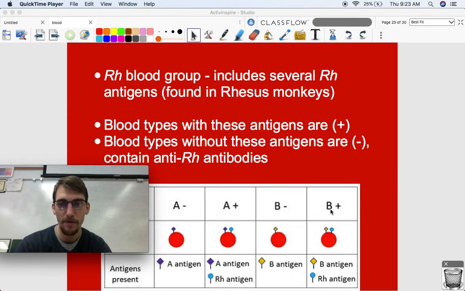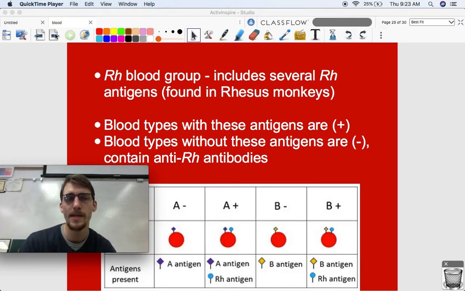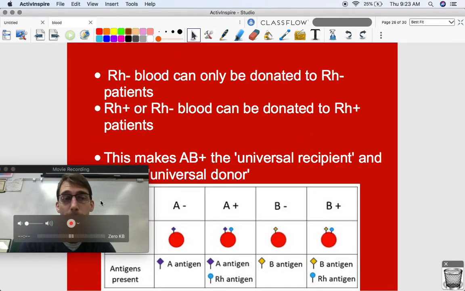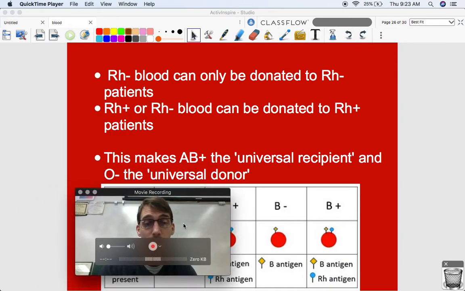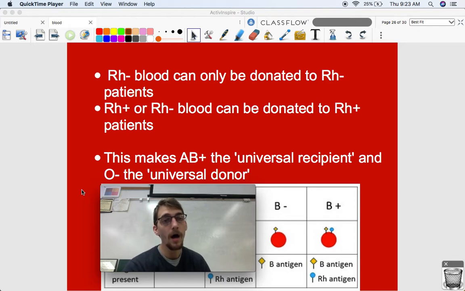So here's me over here. I'm B positive. That means I have the B antigens and I have the Rh antigens, which means that, because I have the antigens, I don't produce the anti-Rh antibodies. But if I were B negative, that means I don't have the Rh antigens, but I produce the anti-Rh antibodies. So what does this mean? It's one more step when it comes to blood typing. I'll just cover up A here for a second because I'm using myself as an example.